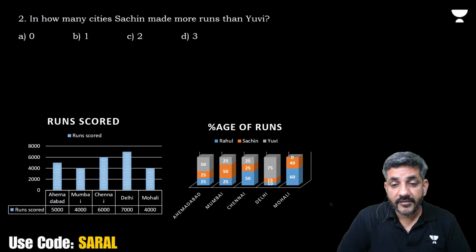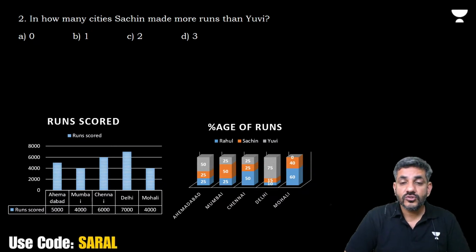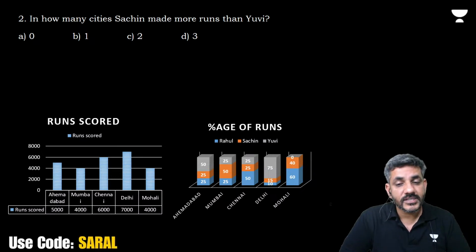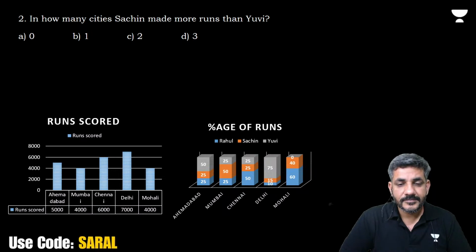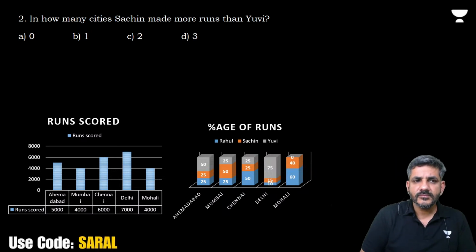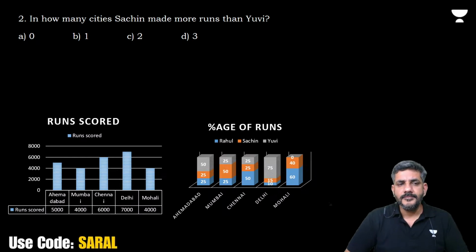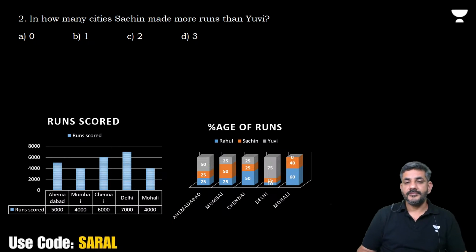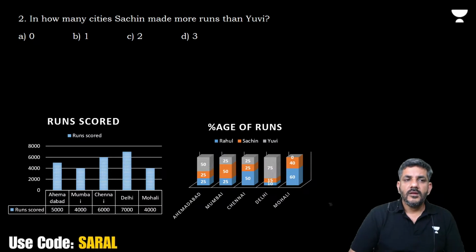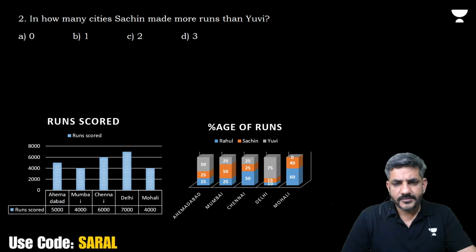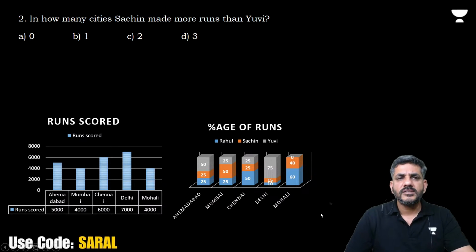Shivam has answered very fast. He says option C, that is 2, the number of cities where Sachin made more runs than UV. Latasha has also answered fast. She also says C. Very good, Shivam. Very good, Latasha. Tushar, what did you get? Others? In how many cities did Sachin make more runs than UV? Now see, if I just go by the graphs, in how many cities did Sachin make more runs than UV?